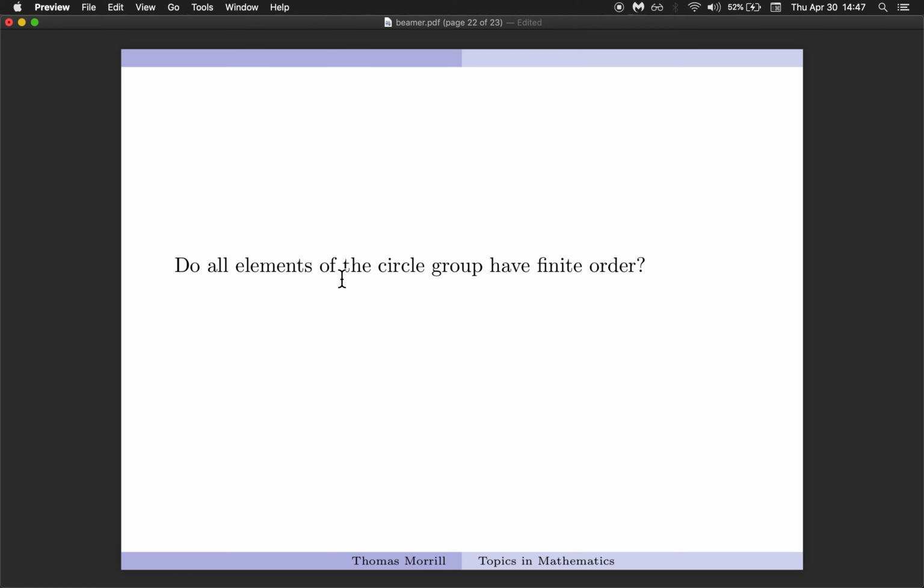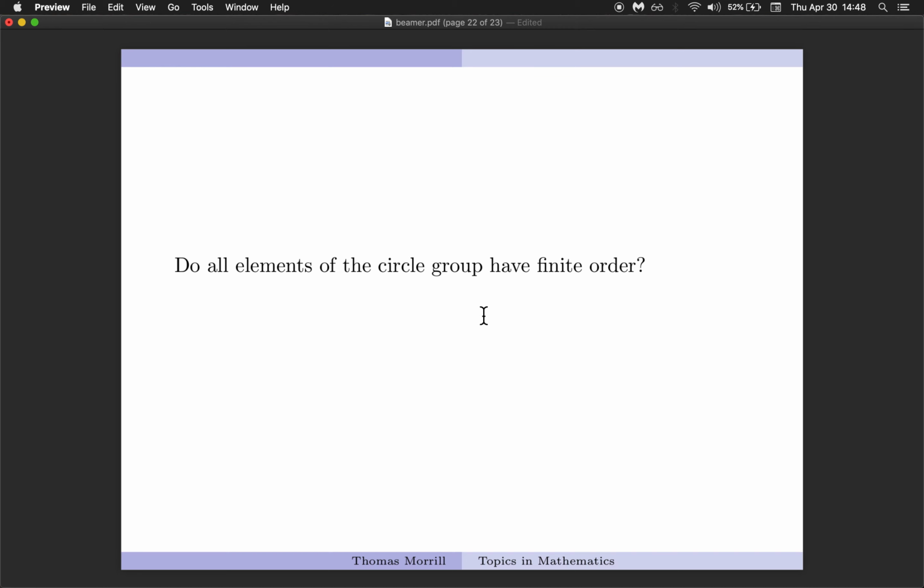As a follow-up to this, do all the elements of the circle group have finite order? If you give me any angle you want, I'll call it x. Oh, do you have an x for me? Oh, I don't think Octavia has an x for me.